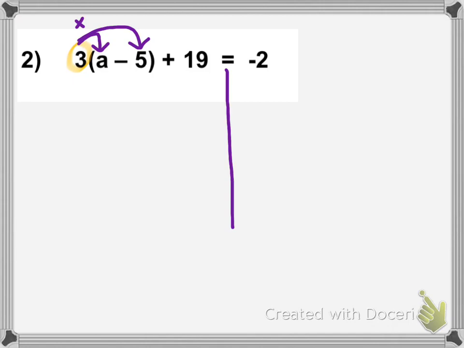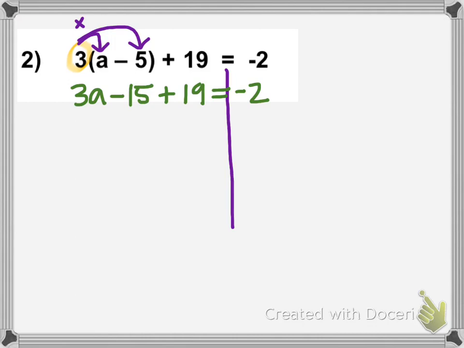So let's see what this is going to look like. Watch your signs. So first we'll do 3 times a. That's 3a. Then we'll do 3 times 5, but there's a minus in front of the 5. So I want to think of that as like a negative 5. 3 times negative 5 is negative 15, and I can just write that as minus 15. Then we'll bring down the plus 19, the equal sign, and the negative 2 on the right. Make sure after you distribute, your parentheses should be gone. So that was step 1.